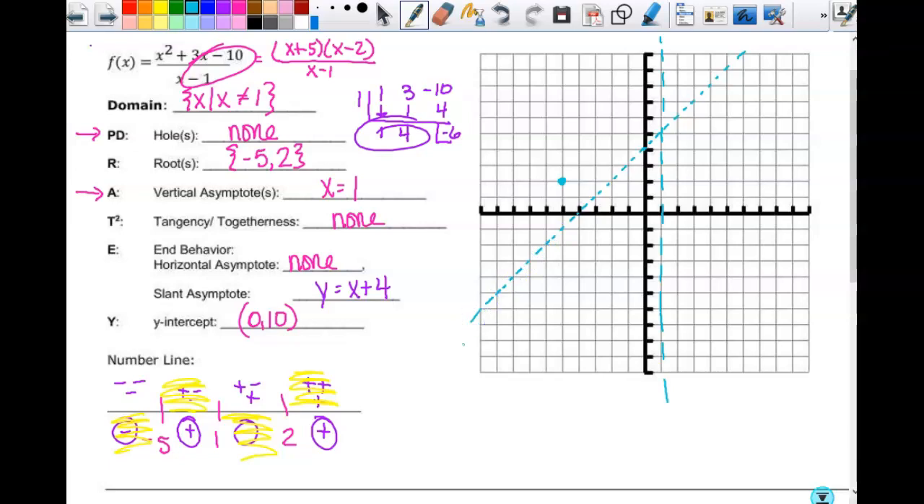And a y-intercept at 0, 10. Okay. That is 10, right? 2, 4, 6, 8. Yes. All right, so those are the things that I have. So here's what I know.